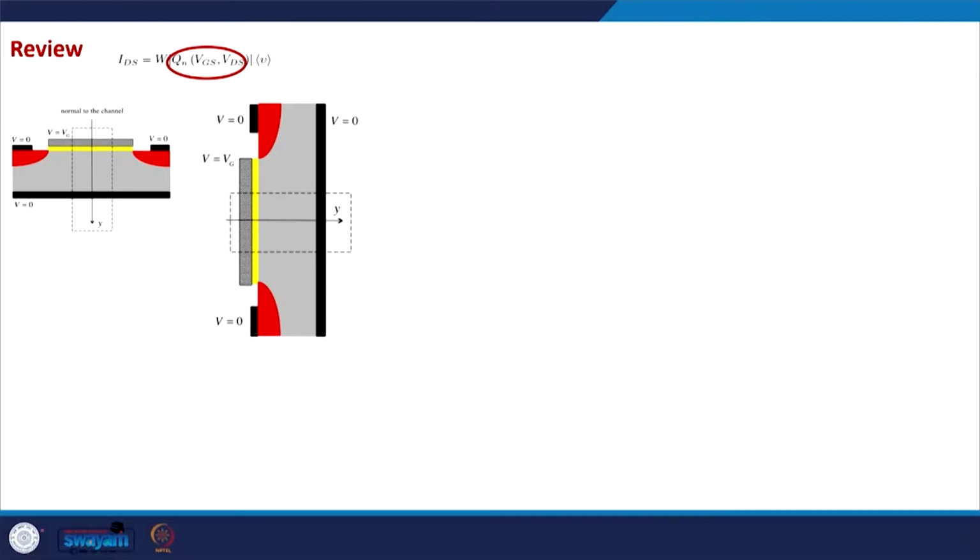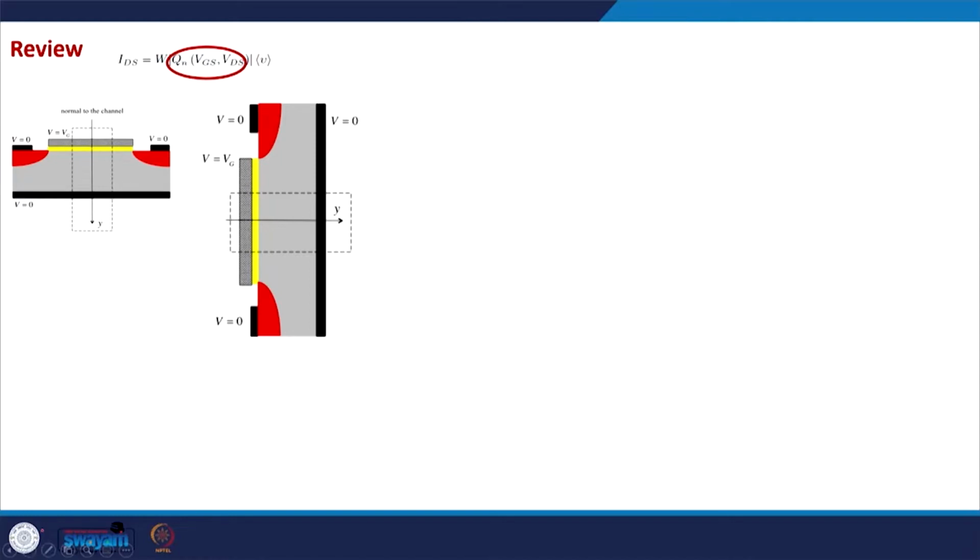Hello everyone. Today we will continue the discussion on MOSFET electrostatics, and we will formally discuss the idea of threshold voltage, which I guess most of us know about, but this is not yet mathematically discussed. So let's quickly review what we have seen in the MOSFET electrostatics.